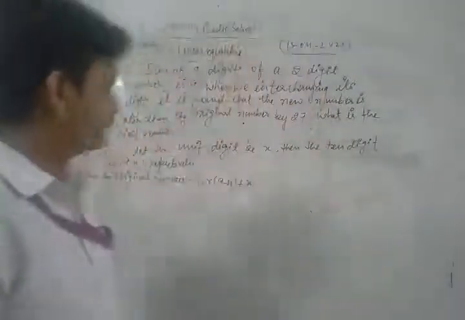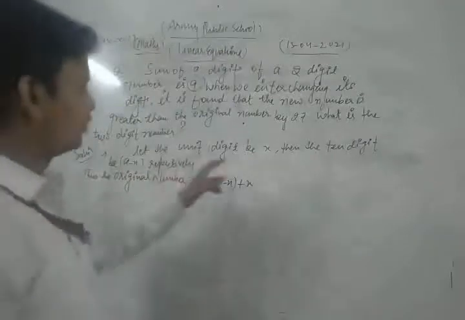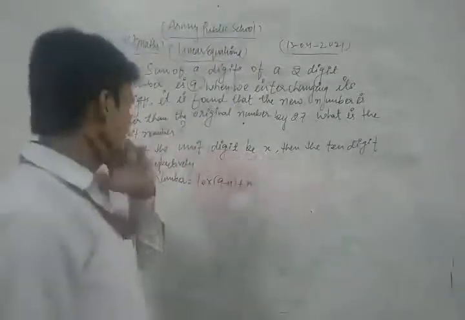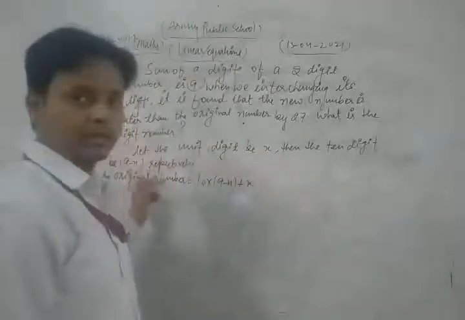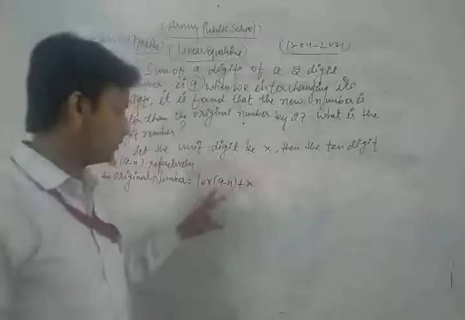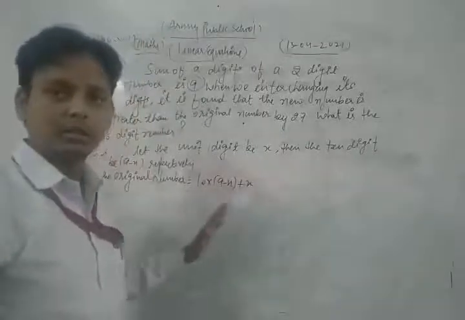Now this is the original number. Here we take the unit digit to be x and the tens digit to be 9 minus x. Then the coefficient of the unit digit is 1 and the coefficient of the tens digit is 10. This is the required original number.